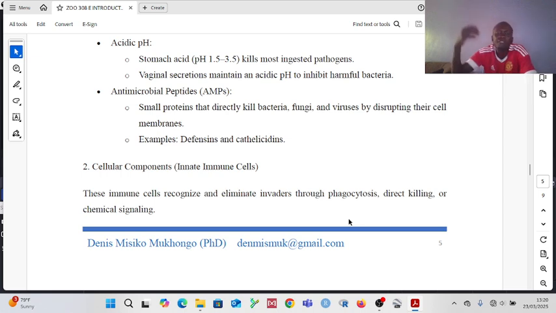Chemical signaling, so that now the other component of the immune system can now come and pick it, because they've signaled that this is an invader that needs to be eliminated. Phagocytosis, that is the engulfing or the swallowing. Once it has phagocytosed, then it will digest that microbe. Direct killing is by making holes, punching the cell membrane. Once the cell membrane is punched, then that microorganism will not survive.